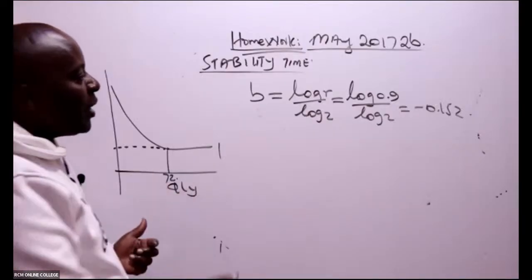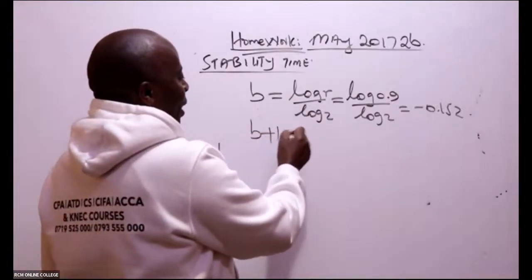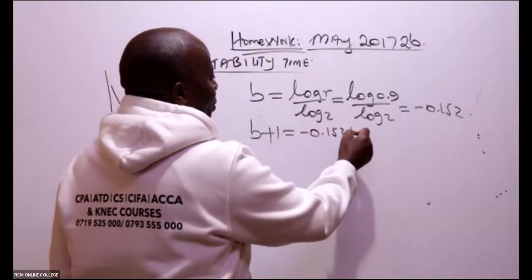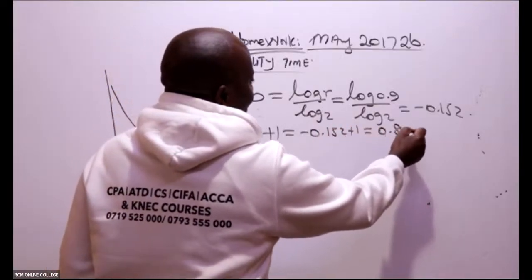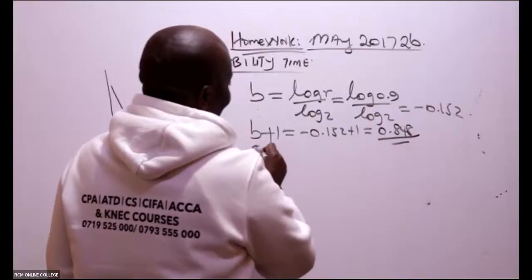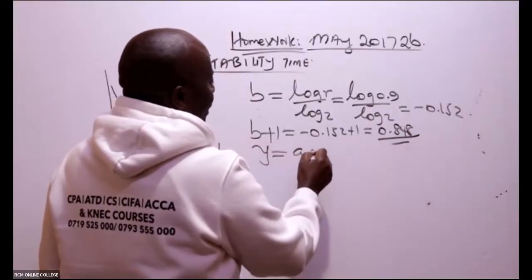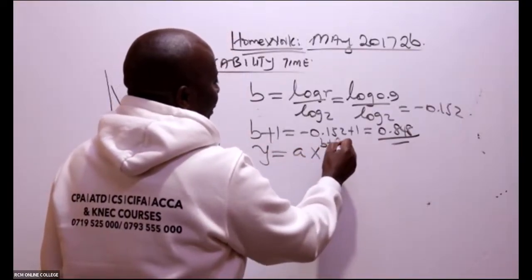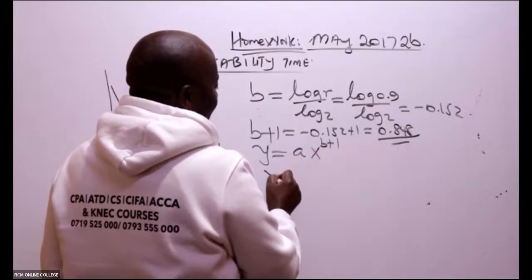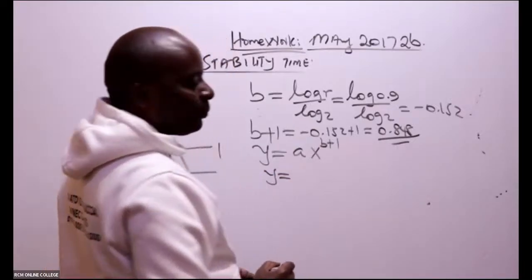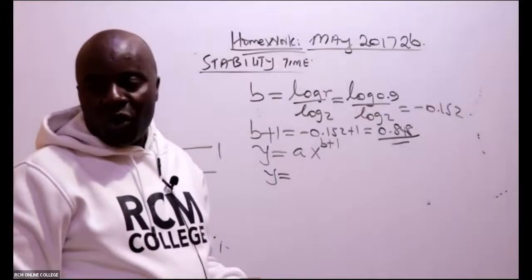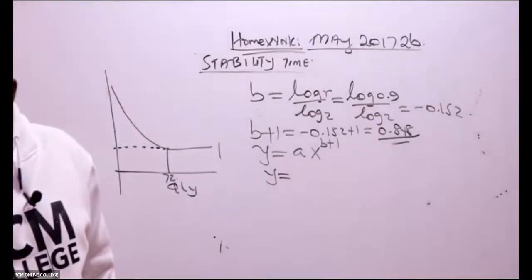So once we get to B, give us B plus 1. It will be minus 0.152 plus 1, which will be 0.848. So our equation is Y equals AX raised to B plus 1. Is there someone who is able to give me my A from the question? You can see they haven't given us cost.